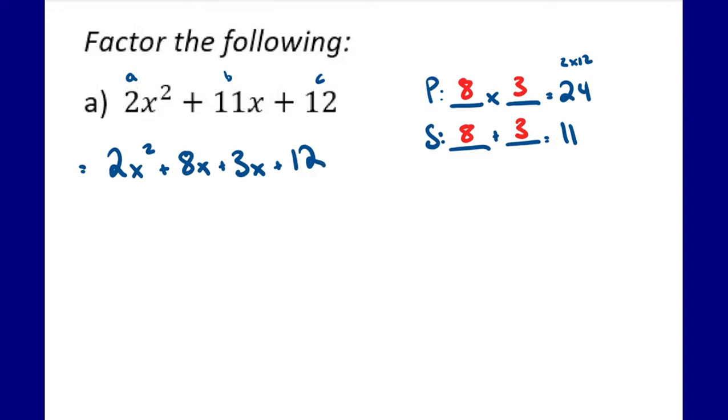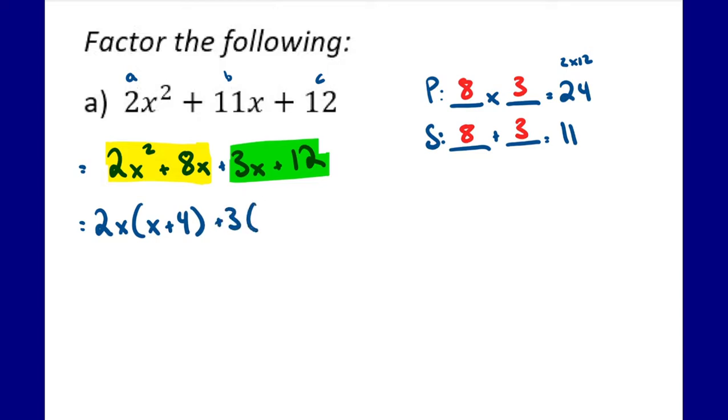And then plus 12. Now we have four terms. We're going to factor by grouping. If I look at the first two terms, 2x squared plus 8x, I can factor out a 2 as well as an x. That leaves me with x plus 4. In my second term, I can factor out a positive 3. That will leave me with x plus 4 as well.